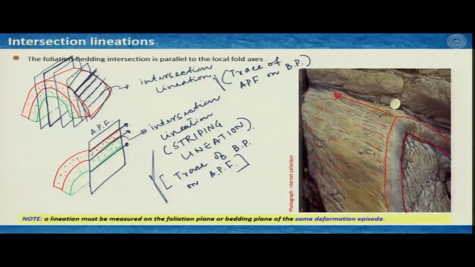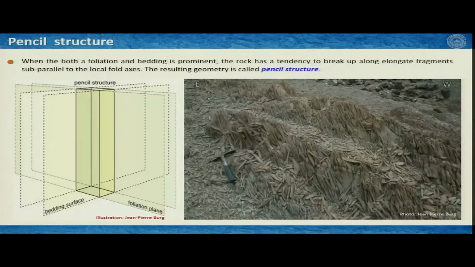So, this is very important, but a lineation must be measured on the foliation plane or on the bedding plane of the same deformation episode. So, this is important. If you measure in different places, then you will not get the fold axis, you would get something else. Now, if this intersection lineation between bedding plane and the cleavage is very much intense or very much prominent, then what happens? Then you tend to break them up along some elongated fragments.